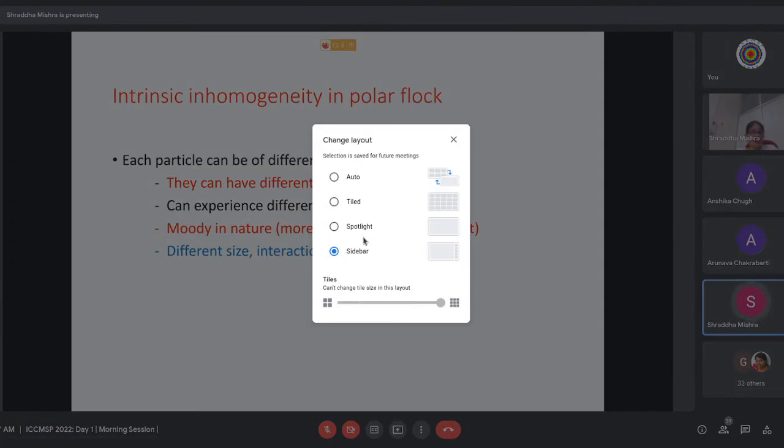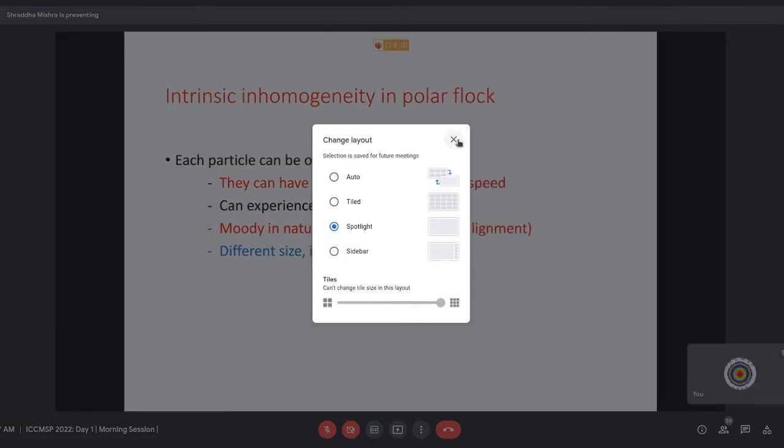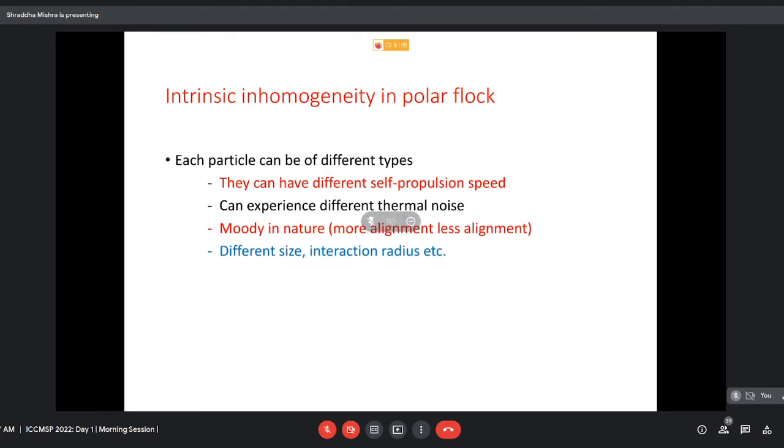So now I will show one study where we have studied the intrinsic inhomogeneities, which is also relevant and useful, and is also naturally present. The intrinsic inhomogeneities can be of various kinds, like each particle can be of a different type. They can have a different self-propulsion speed. They can experience different thermal noise. Not necessarily are they experiencing the same random environment, because as I said, delta theta is a temperature analog, but it's not a temperature. There's no thermal bath in the system. They can experience different randomness.